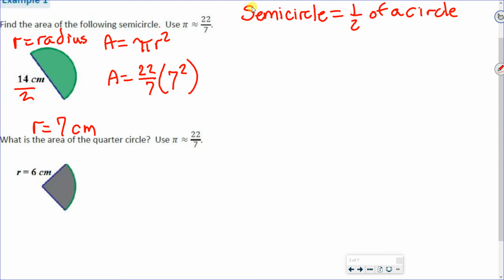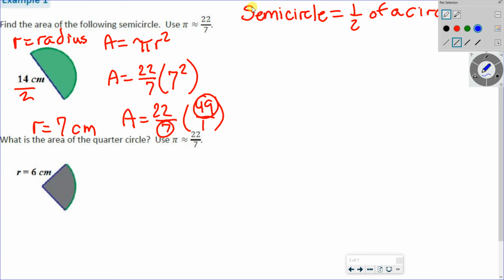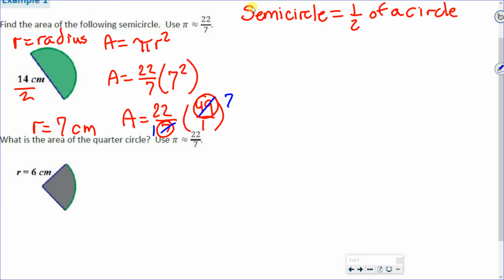All right, so we get area equals 22/7 times 49. Anybody want to tell me why I wrote that 49 kind of high up? That's right. I'm going to convert it to a fraction. Makes it easy to solve. Now, I'm lucky. 7 and 49 have a common factor. Okay? Both can be divided by 7. 7 divided by 7 gives me 1. 49 divided by 7 gives me 7.